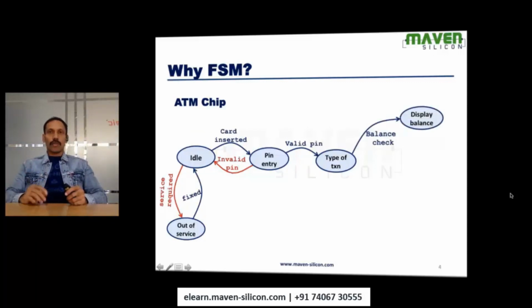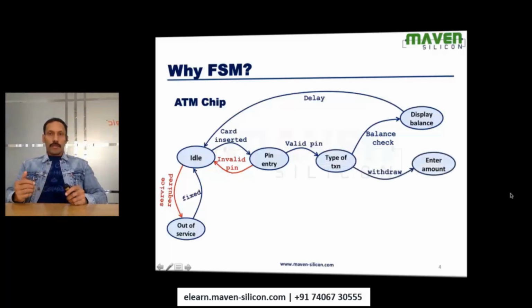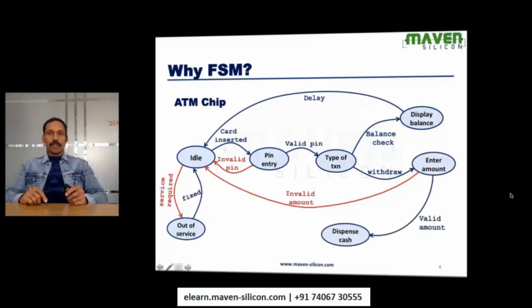Then based on the type of transaction, it will get into a different state. You want to check the balance. You don't want to withdraw money. So it gets into a state called display balance. After displaying the balance, automatically it goes back to the idle state. Now you want to withdraw your money. You enter the amount, but you made a mistake. Invalid amount, so it displays invalid amount and automatically goes back to the idle state. In case you entered a valid amount, then it gives you the cash and then automatically it goes back to the idle state.